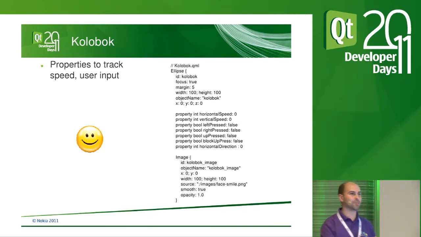So we use the ellipse item to simply represent a circular area of the screen. Inside of that ellipse, we actually place an image item. And the image is a standard rectangular QML item. The fact that it's rectangular doesn't matter because we're not using it to do the collision detection. We're going to use the ellipse.